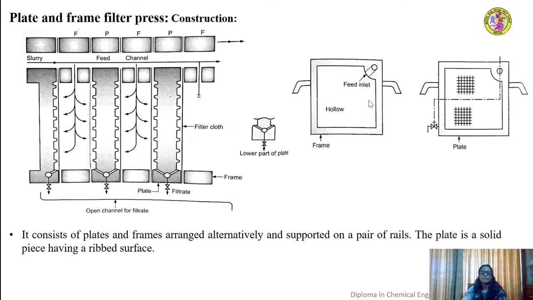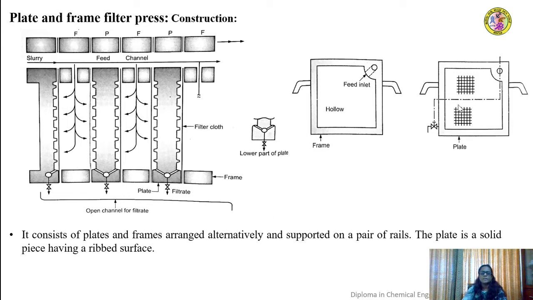So this is how we can have a plate and frame. So you can see the structure of each plate and frame. Okay, so this one represents a plate, which is a solid piece. And the surface of the plate is a ribbed one. You can see the projections making its surface a ribbed one. Then the frames will have hollow space, except for the edges, so it is a hollow component of a plate and frame filter press.